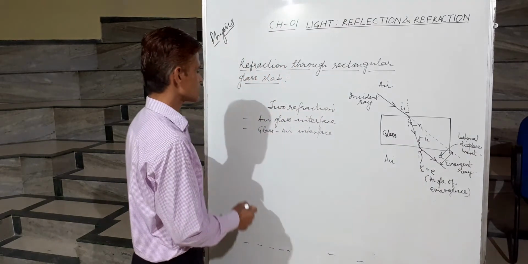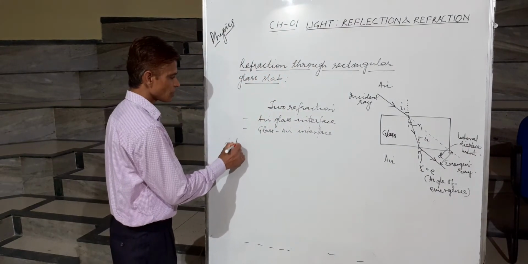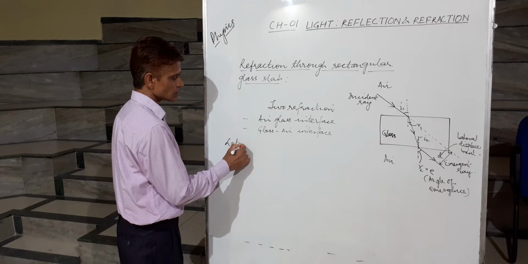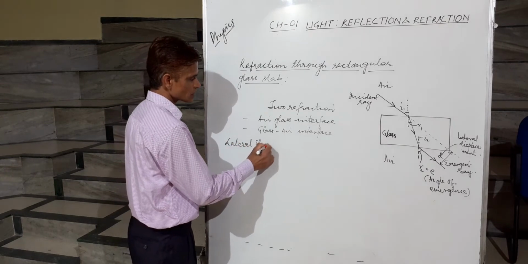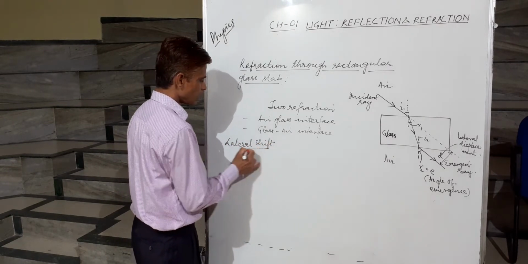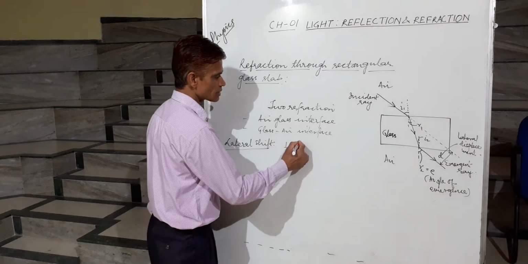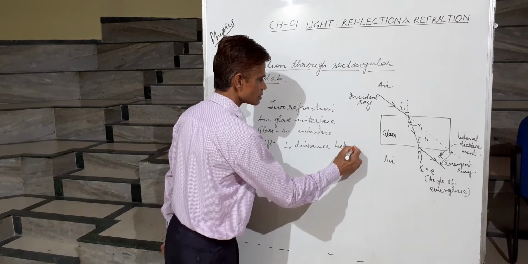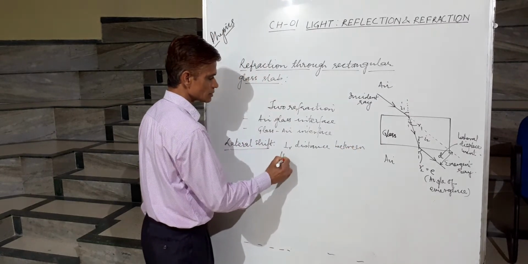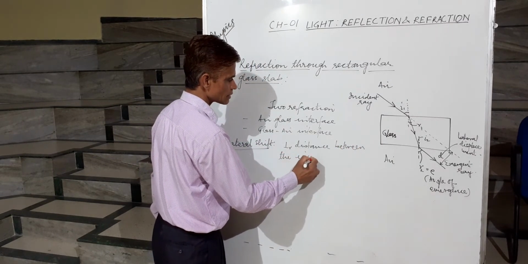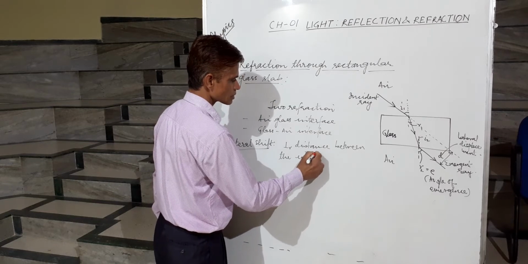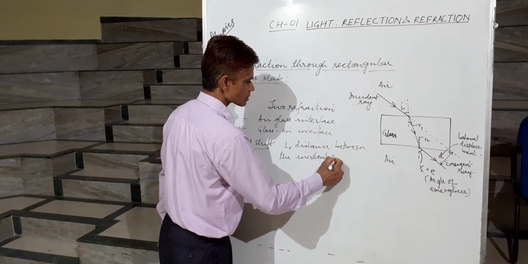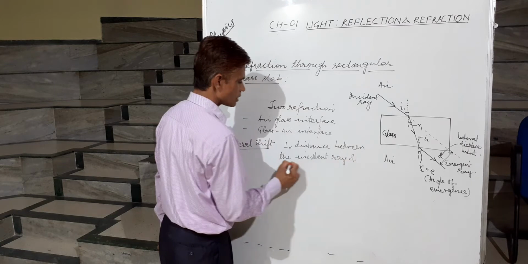Now this lateral shift, therefore, can be defined as the perpendicular distance between the incident ray and the emergent ray.